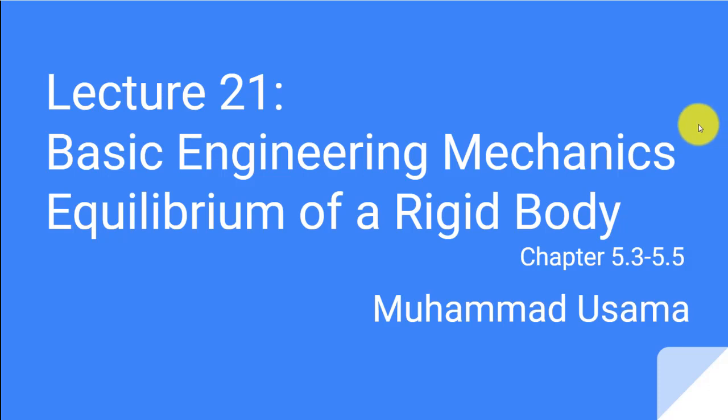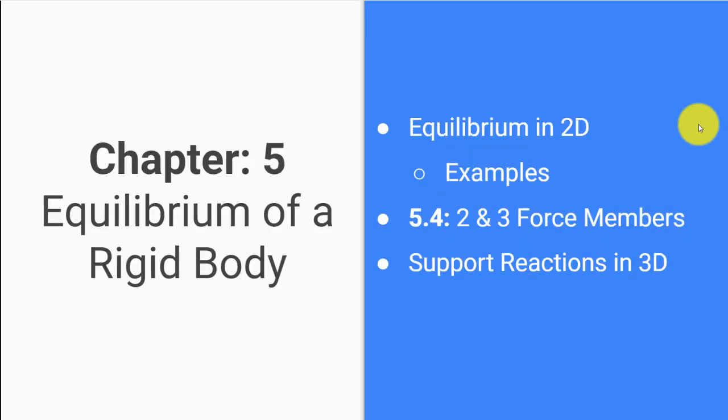In this lecture we will continue our discussion of equilibrium of a rigid body in two dimensions, and then we will look at some special cases for equilibrium in two dimensions, which are 2 and 3 force members. Today we will also start our discussion of equilibrium in 3 dimensions, and we'll see what types of support reactions we can have for 3 dimensions.